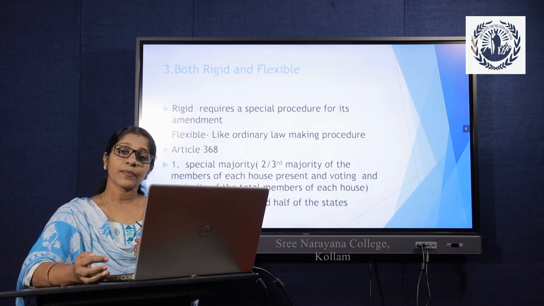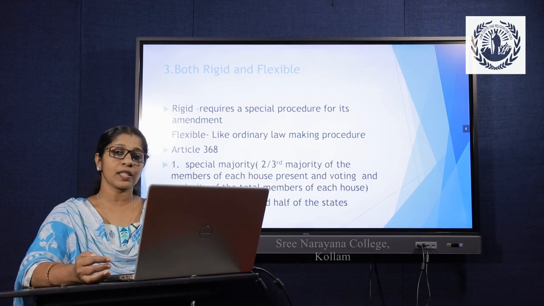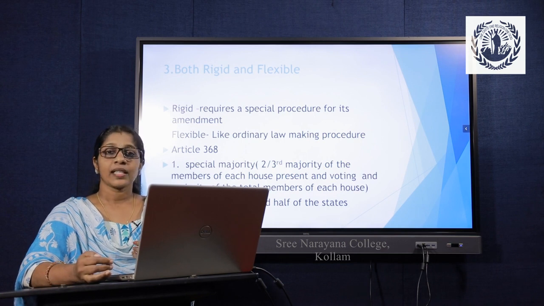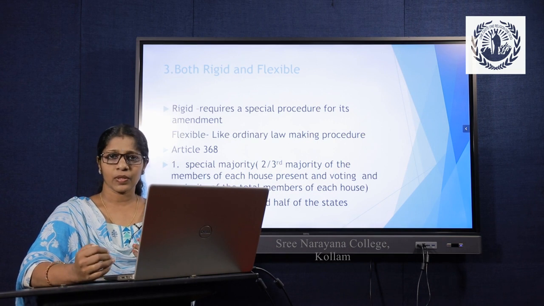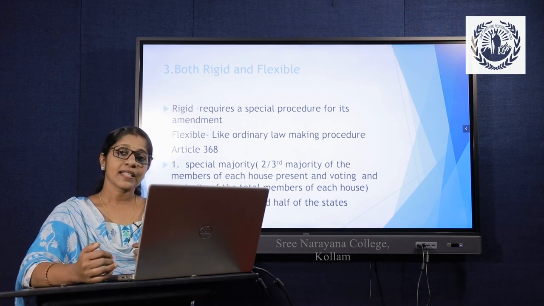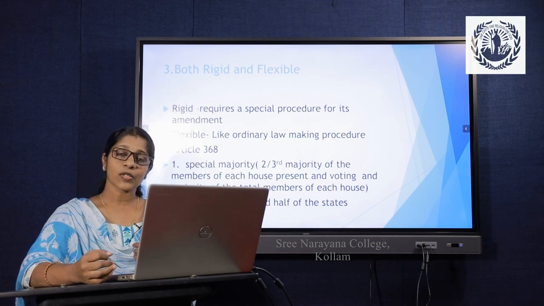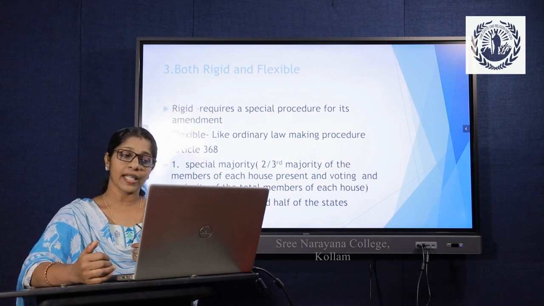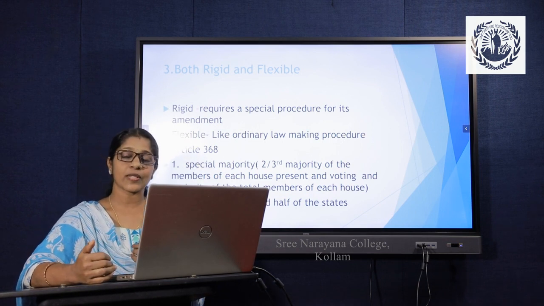And it is both rigid and flexible. Indian Constitution is neither purely rigid nor purely flexible, but it is both rigid and flexible. Rigid constitution means it is very difficult to amend a constitution. That is, it requires a special procedure for its amendment. And flexible constitution means it is very easy to amend a constitution. That is, it can be amended like an ordinary lawmaking procedure.